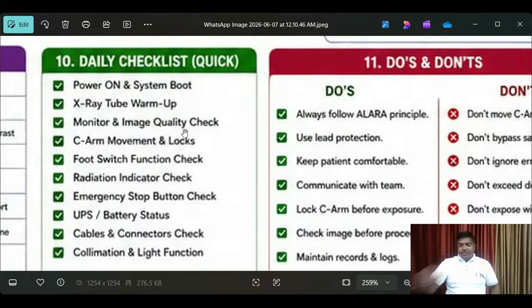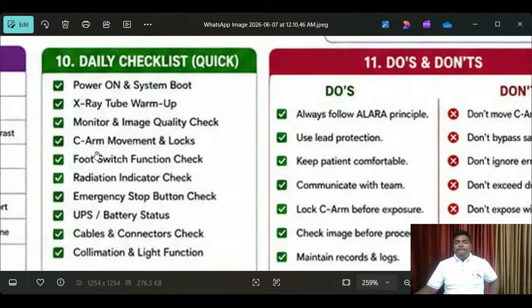Okay, right. Now, daily checklist, quick, what are the things here? Power on, system boot, and system boot means where the CPU is. Then you have to reboot the complete system. Sometimes hanging will be there after using it in many cases. Then what happens is that sometimes hanging happens, then you have to restart the system, and then it will recover.